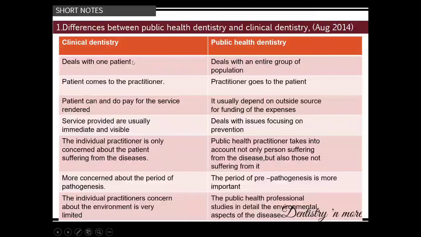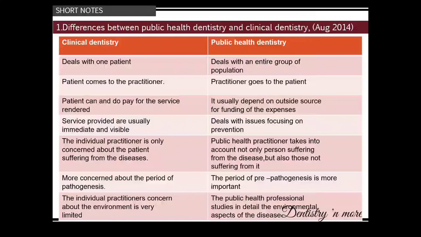So you can list out these 7 or 8 points. Clinical deals with one patient, here the group of population. Here the patient comes to the practitioner, whereas the practitioner goes to the patient. The patient can pay for the service, depending on a big source. Funding is a big thing in public health dentistry, and the service provided will be immediate.